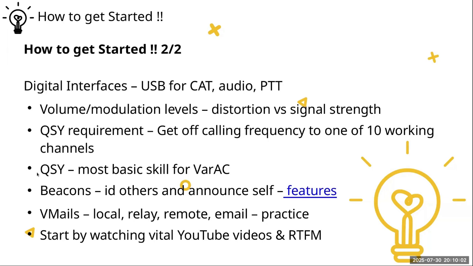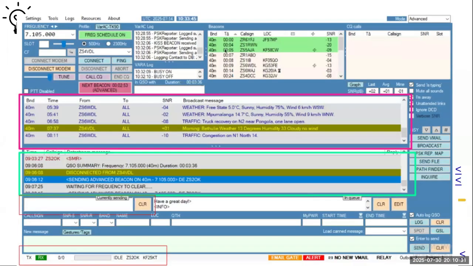I think guys shouldn't be scared of QSYing once you connect, because that's one of the most basic aspects of using VarAC, is getting off the calling frequency as quickly as possible onto a working slot, and then you can spend as much time there as you wish. Using beacons is the way that you would get to know who else is active on a specific band at the time, and then going back to your VarAC screen, using the columns and sorting the data there is how you would actually utilize your beacon environment appropriately.